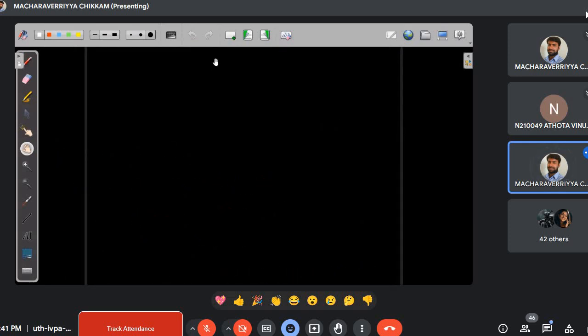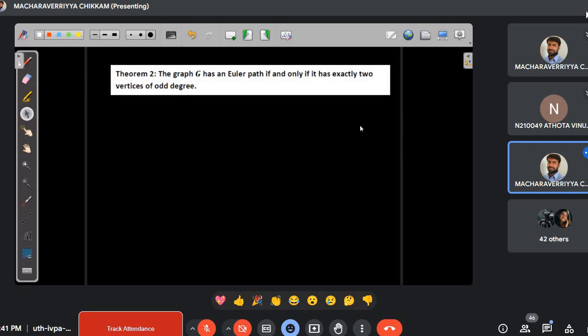Now let us think about Euler paths. So let us see the theorem which guarantees an Euler path in an undirected connected graph. This theorem says that the graph G has an Euler path if and only if it has exactly two vertices of odd degree. So if it has exactly two vertices of odd degree, then an Euler path exists in that graph.